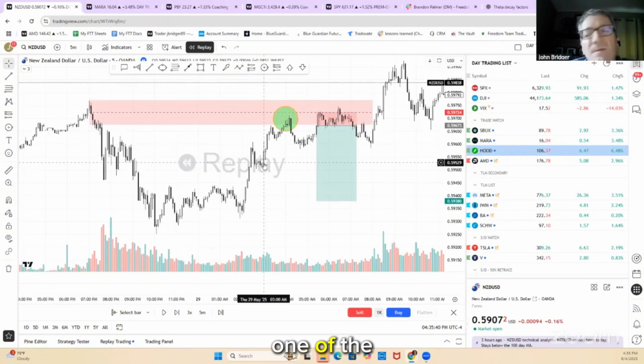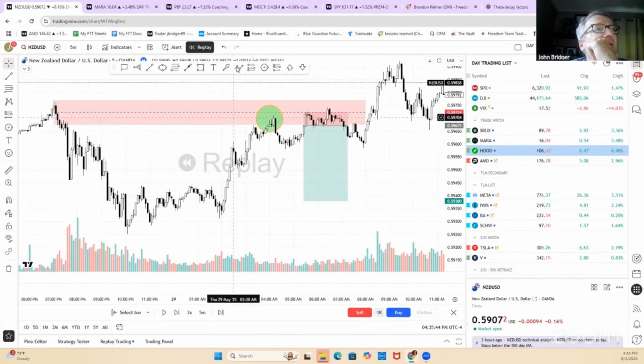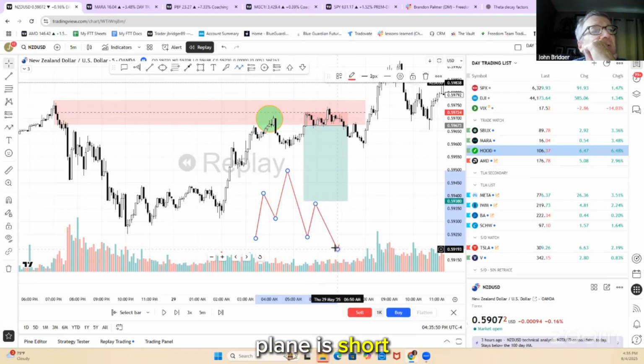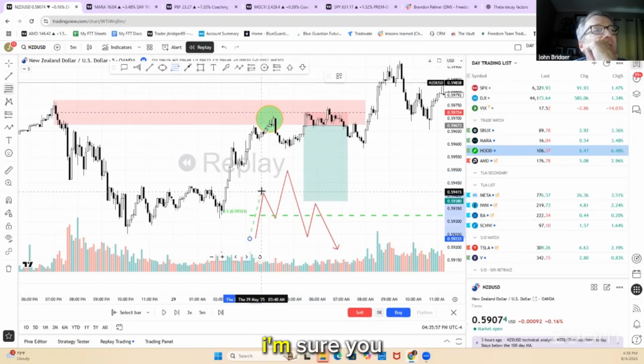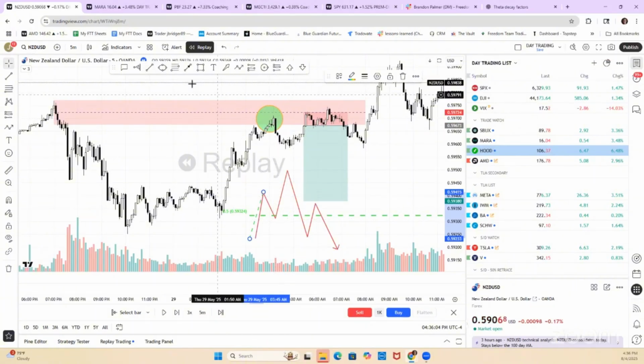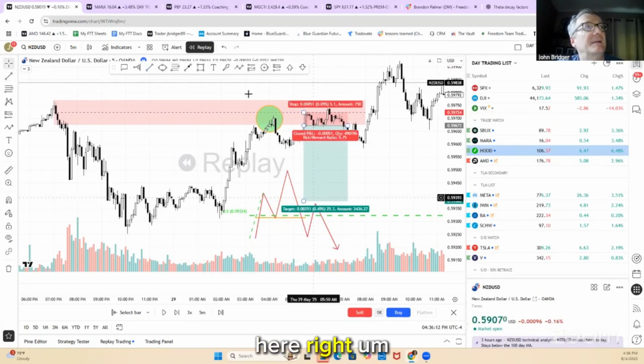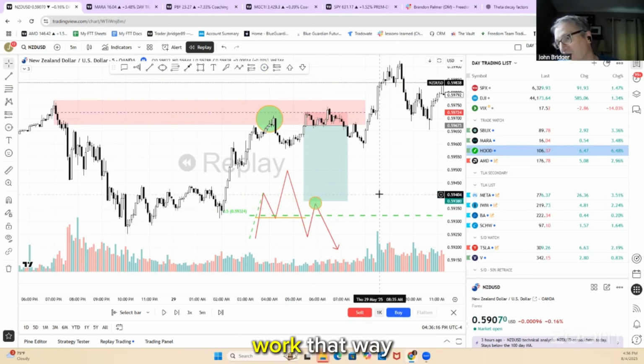One of the things I do, because sometimes you don't get a clear setup, you know the classic setup is this, right? If you're playing a short, you get this high, a low, a 50% retrace. I'm sure just based on what you're doing, you know this, right? You wait for that, and then that becomes your break of structure point. And let's say you got this as your tap, you would want to see this low get broken, right? And then get in on the retrace and try to make the trade here. As you know, that doesn't always work that way in real life.